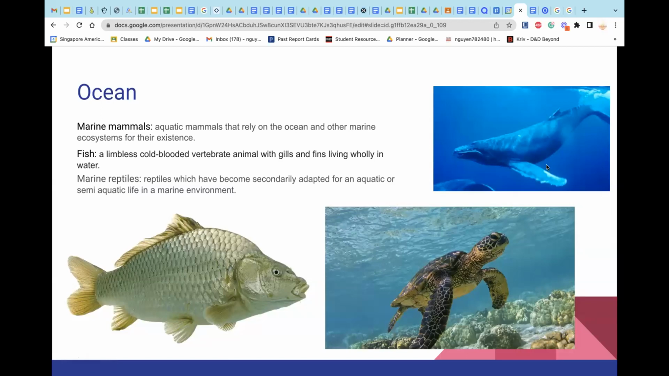Fish. And then we have marine reptiles, like this turtle and a bunch of dinosaurs that already died. Sea snakes. Yes, sea snakes. Marine reptiles are reptiles which have become secondarily adapted for an aquatic or semi-aquatic life in a marine environment. You know, we got saltwater crocodile.